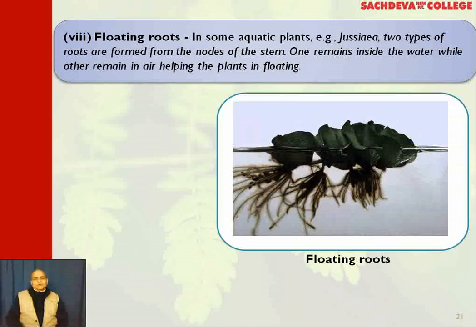Floating roots. In some aquatic plants like Jussiaea, two types of roots are formed from the nodes of the stem. One remains inside the water while the other remains in the air, helping the plant to float. So this is a floating hydrophyte, Jussiaea, and here you will have the floating roots that help the plant float.